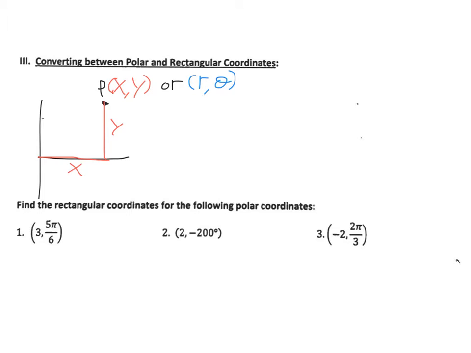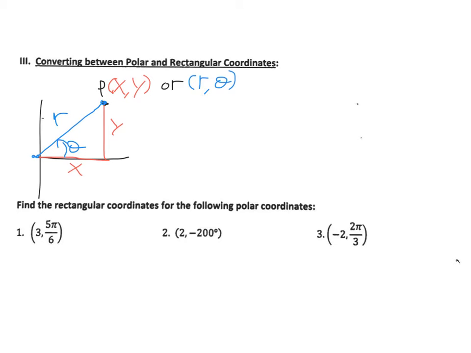Now if we draw a hypotenuse for this right triangle, this represents the radius, the distance from the origin to this point right there. Theta represents, remember, the angle from the initial side to the terminal side. So this is theta. To connect rectangular and polar coordinates, it's really just like drawing right triangles.